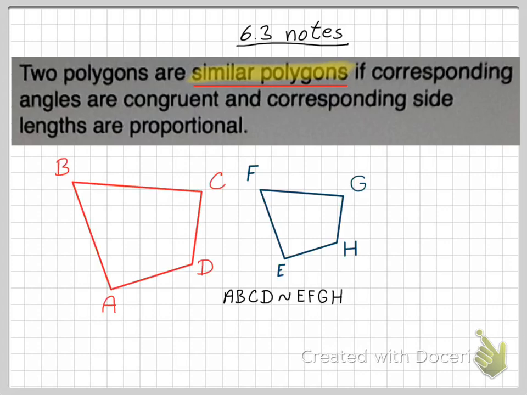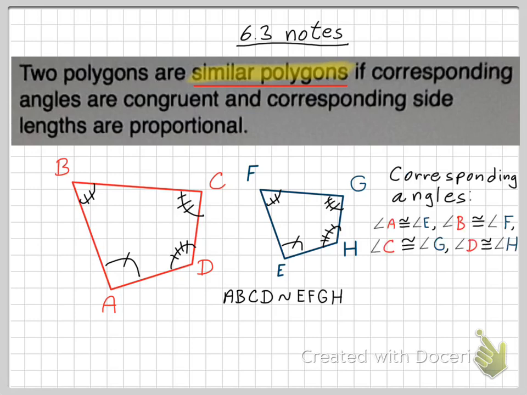So in these two figures, polygon ABCD is said to be similar to EFGH. What that must mean is that angle A is going to be congruent with angle E. Angle B is going to be congruent with angle F. Angle C is going to be congruent to angle G. And angle D is going to be congruent with angle H, which is what that says there.